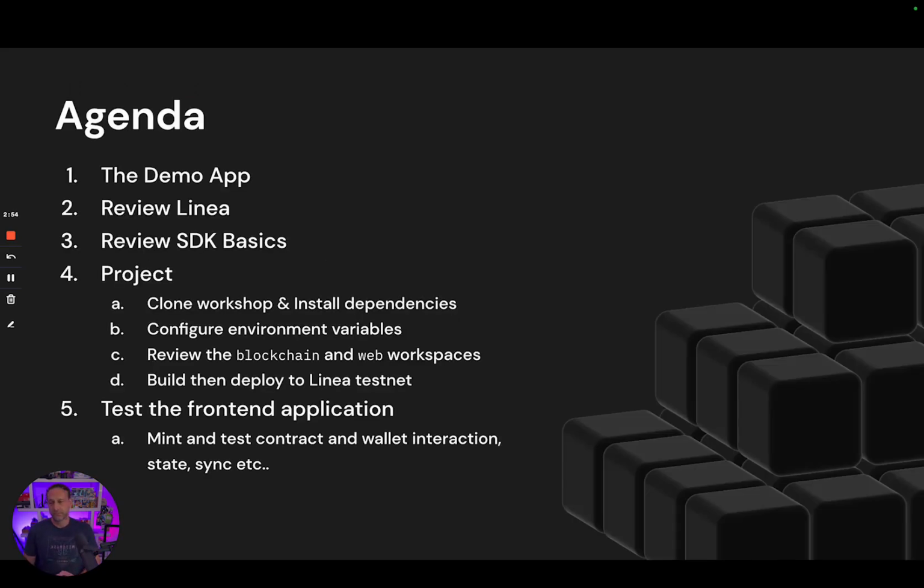So our agenda: we're going to show off the demo app here in the slides with some screenshots. We're going to review Linea and the SDK basics, and then we'll get into our project. So cloning the workshop, installing the dependencies, configuring the environment variables, and reviewing the blockchain and web workspaces in the monorepo. We'll then build and deploy to the Linea testnet, and then we'll test the front-end application. So we'll mint and test our contract functions. We'll play with wallet interaction, state, and synchronizing our application to the MetaMask wallet state.